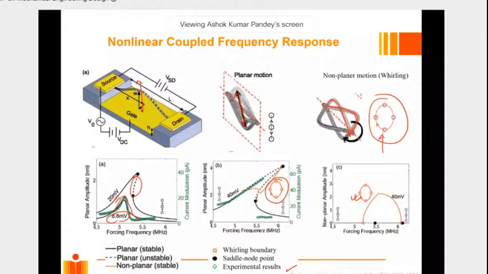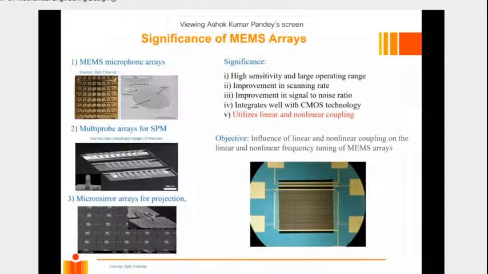So similar to that, for single beam that we discussed, if you try to make use of arrays of beams, okay, what is the use of the arrays of beam? The arrays of beam, they can increase the sensitivity, they can increase the operating range, they can improve the scanning rate of some of these probes, they can improve the signal to noise ratio, and it can also be integrated well with the CMOS technology.